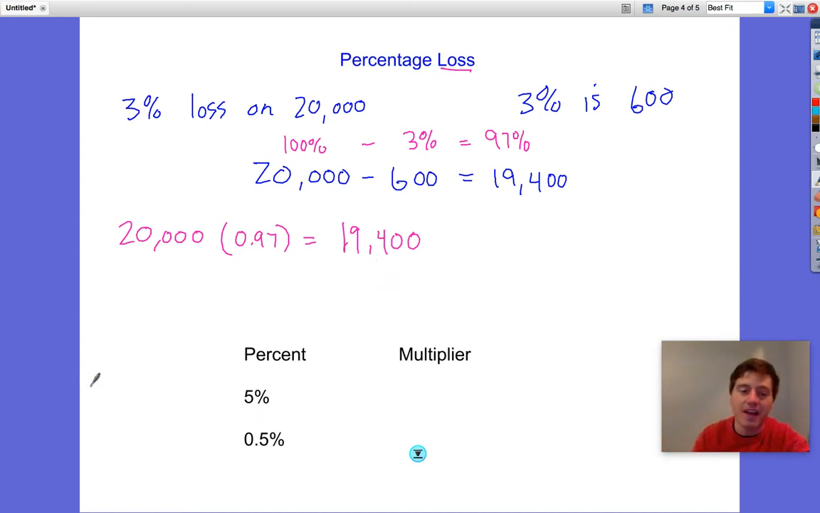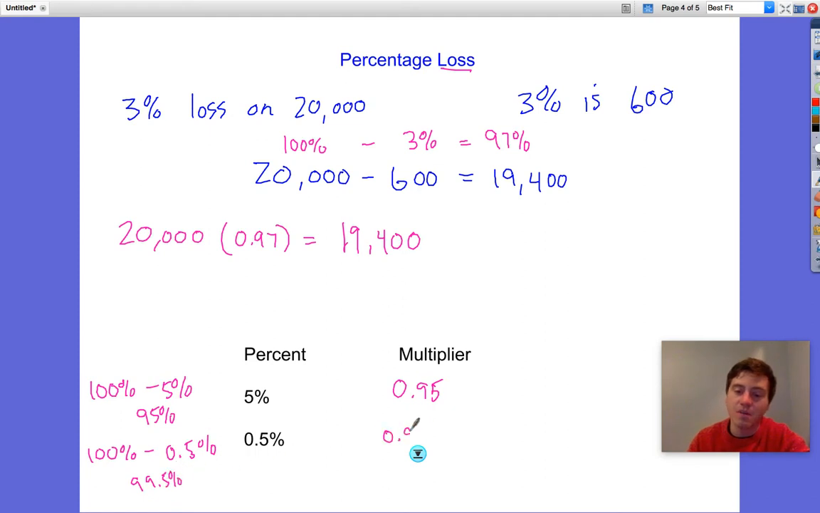So same thing down here. If I'm losing 5%, then you would subtract the 5%. You'd say that's 95%, and the multiplier would then be 0.95. If I'm losing 0.5%, you'd subtract. So you'd start with 100%, subtract the 0.5%. That gives me 99.5% left, which means the multiplier is 0.995. There you go. You always start with 100%. If you're growing, you add it on. If you're losing it, you subtract it away.